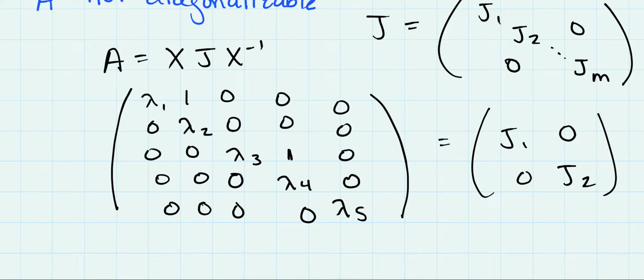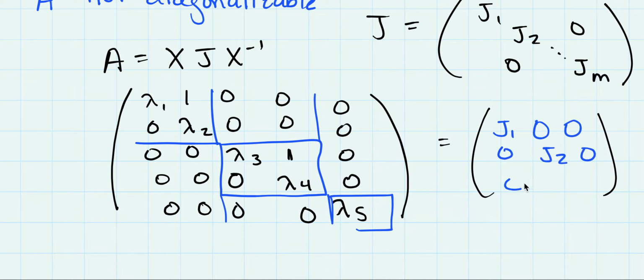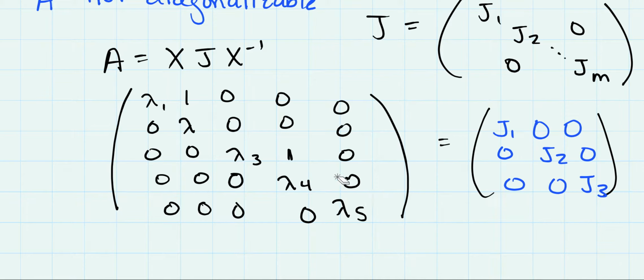Like this. And if you look at this, this is a Jordan block, this is a Jordan block, and this is a Jordan block. So now we have something that looks like J1, 0, 0, 0, J2, 0, 0, 0, J3, where J3 is a 1 by 1 Jordan block, and J1 and J2 are 2 by 2 Jordan blocks. You could also have there's just so many different ways to do this, but here we just have one Jordan block.